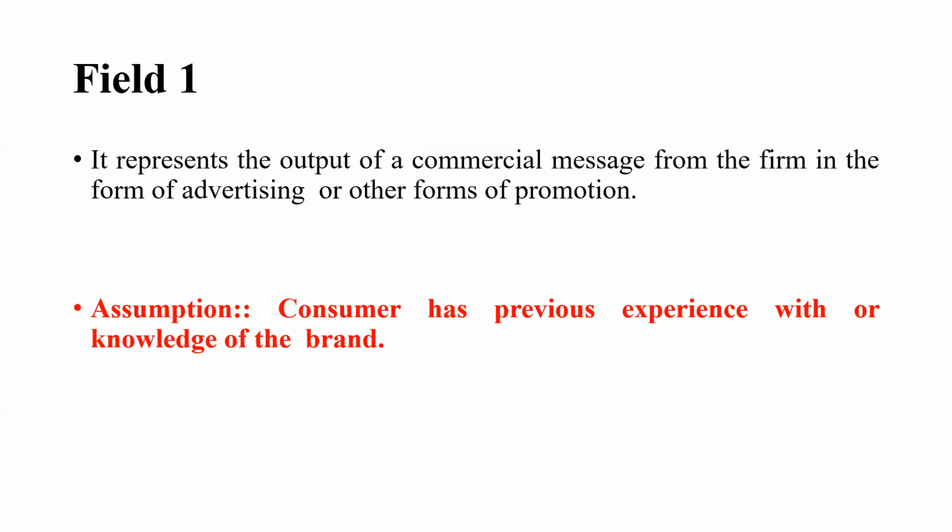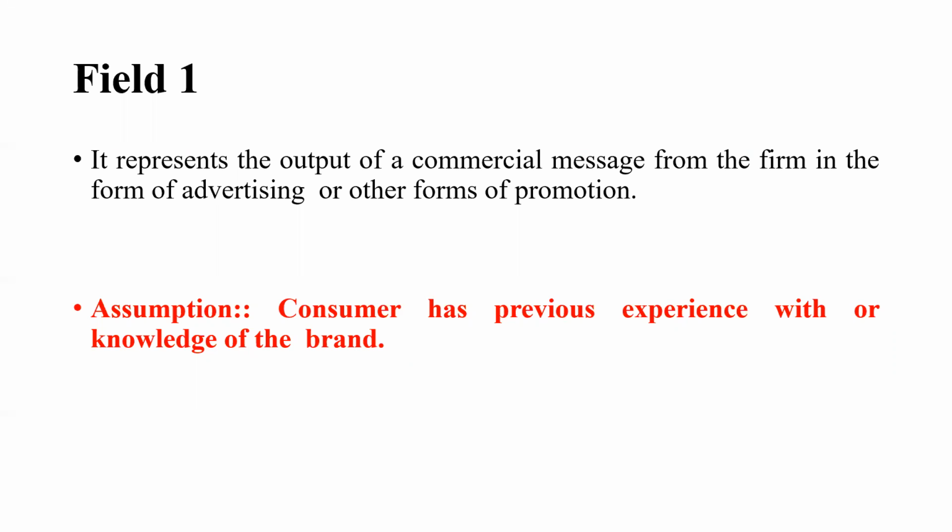So field 1 has two subfields. The first one is the firm's attribute and the second one is the consumer's attribute. An advertising message from a firm reaches the consumer's attribute and then becomes an input to the field 2. So what exactly this represents is the output of a commercial message from a firm in terms of advertising or any other form of promotions.